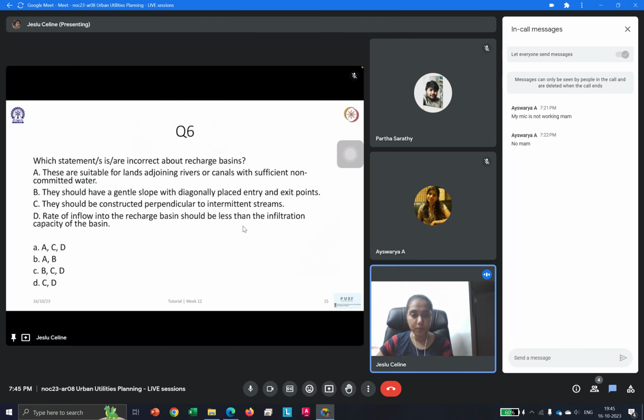So let's go option by option. Option A: these are suitable for lands adjoining rivers or canals with sufficient non-committed water. Is that a correct statement?